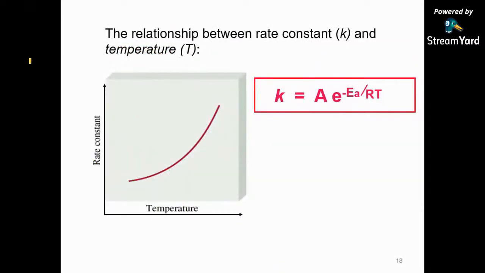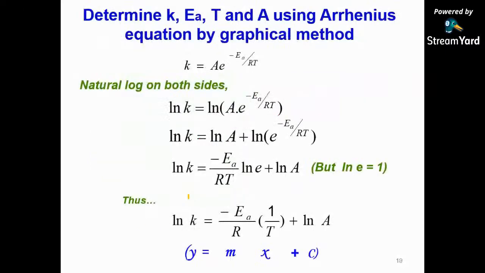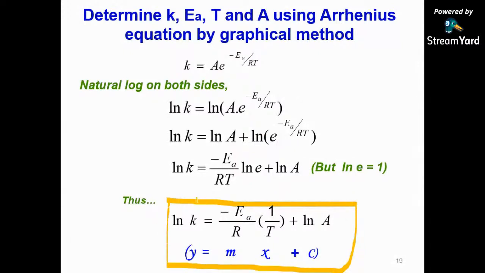Okay, now this is the graph for the rate constant over temperature. You take the natural log on both sides, and then you try the mathematical way. So you generate everything, and then finally you get this equation. This is the most important part. And then you transform the equation like the pattern of y equals mx plus c. So y is ln k, m is negative Ea over R, the constant, and then 1 over T is the x. The x axis is 1 over T, T must be in Kelvin, and then plus ln A is the c.